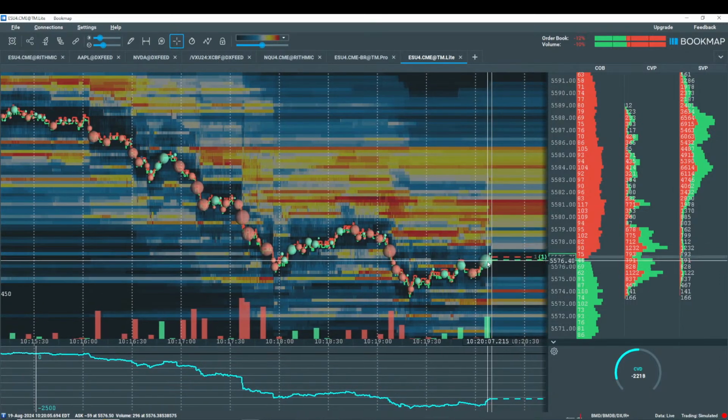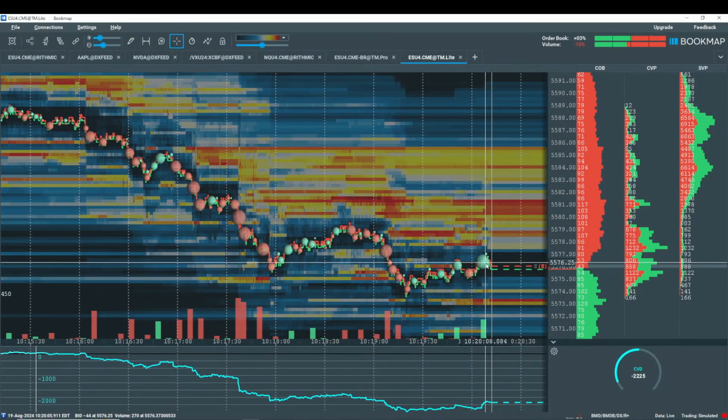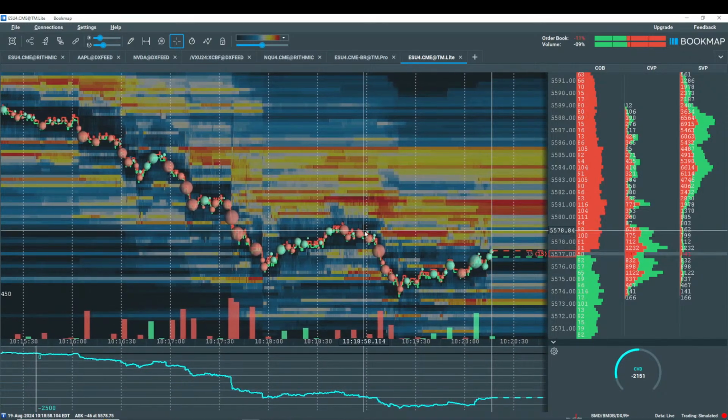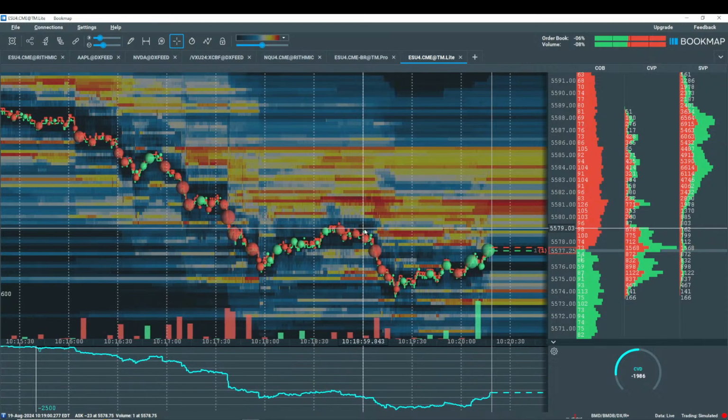Okay, so now we're getting buyers back up here. Let's see if they can take it back up to about this 78.5 or 79 level right here.